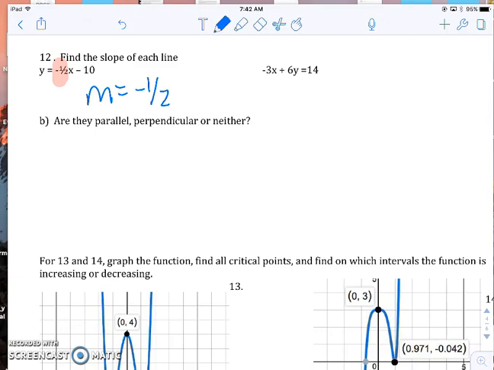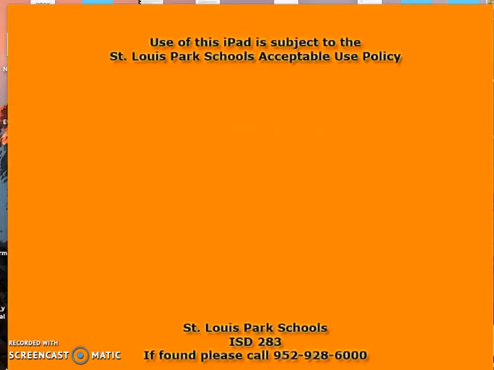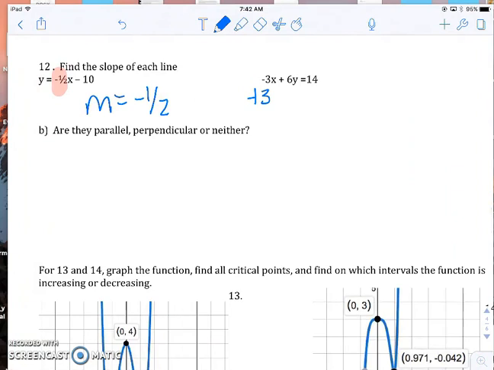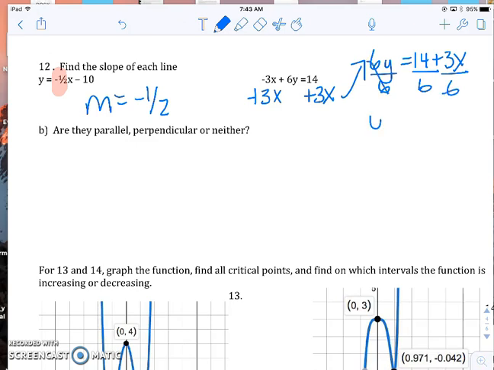We could solve for y, so add 3x. Sorry guys. I'll write it over here, so we have 6y equals 14 plus 3x. Divide by 6. So we have y equals 14/6, which is 7/3, plus 3/6, 1/2 x. So here's our slope right here, positive 1/2.